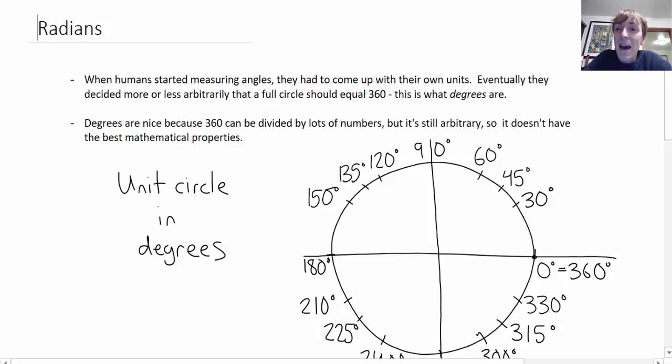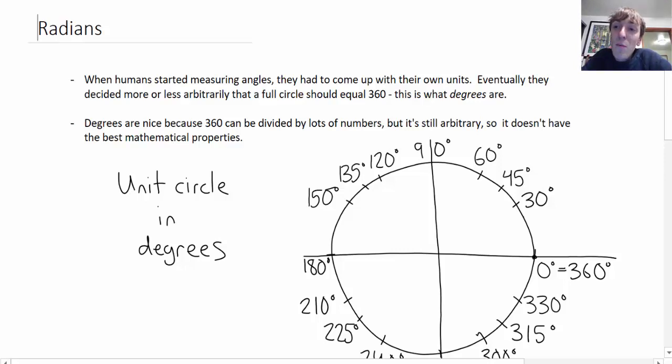The idea is that degrees mathematically is not the ideal way to measure angles, right? So when humans started measuring angles, they had to just come up with their own units. They had to decide what a full circle was going to be. And so eventually they decided pretty much arbitrarily that a full circle should equal 360. It wasn't completely arbitrary, and I'll say in class actually why they thought that, but that's just all a degree is. It's just a measurement that means that 360 is going to equal a full circle.